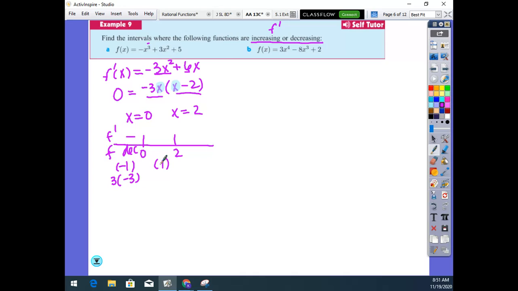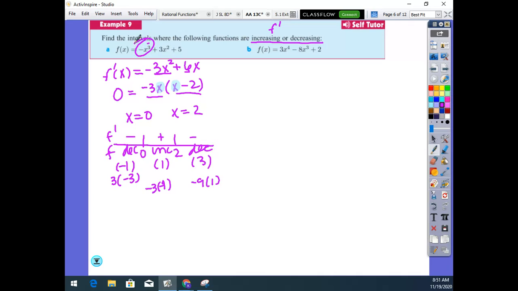Now let's plug in 1 back in for our x. We get -3 times -1. A negative times a negative is positive. Now f is increasing. Now I'm going to pick 3. -3 times 3 is -9 times 1 is negative. So it's decreasing.